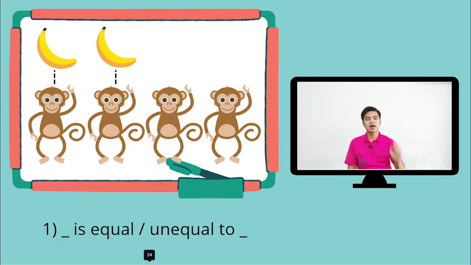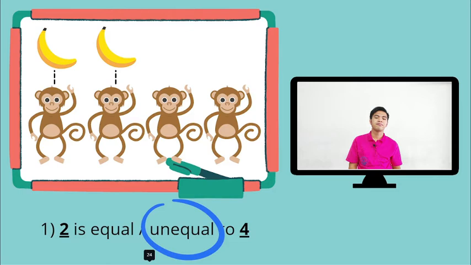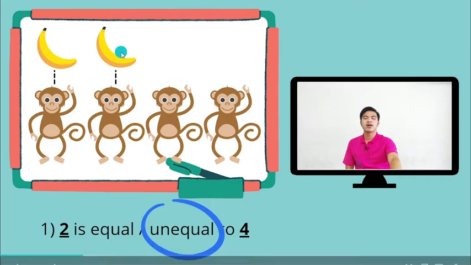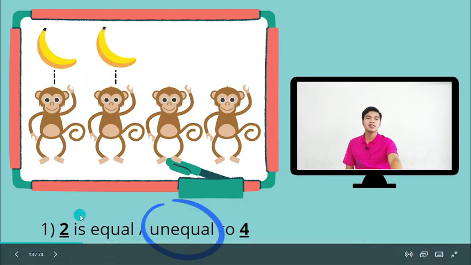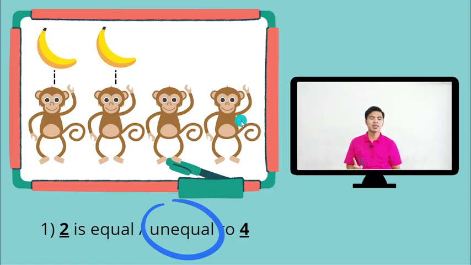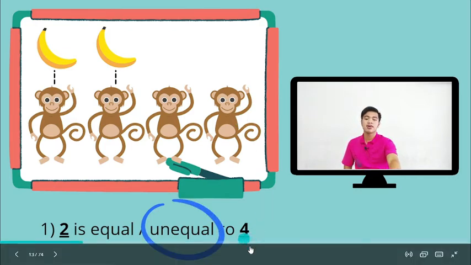No. So that is why the answer will be unequal. If we're going to count the bananas, they are 1, 2. There are 2 bananas. So we're going to write 2 in here. And then we're going to count the monkeys. 1, 2, 3, and 4. There are 4 monkeys in here. That's why we are going to write 4 down here.